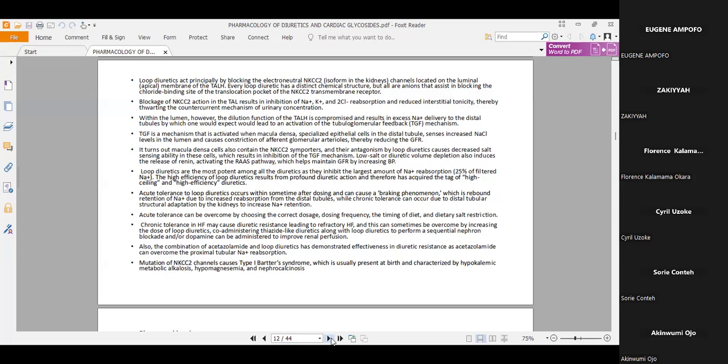So loop diuretics are the most potent among all the diuretics, as they inhibit the largest amount of sodium reabsorption. And because of the high efficiency of loop diuretics, they are also known as the high ceiling or high efficiency diuretics. Acute tolerance to loop diuretics occurs within some time after dosing, and this can cause a braking phenomenon.